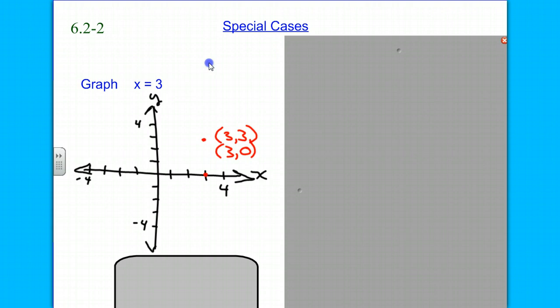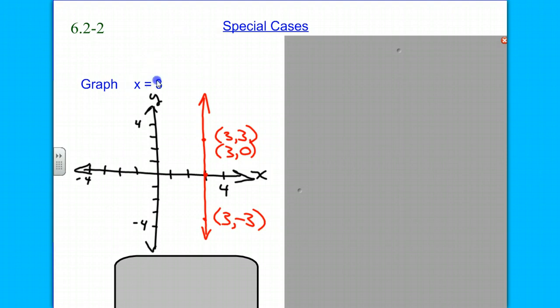Where's another place where x is 3? Brian? So 3 and -3. It's interesting that you're choosing all these 3s. Is x still 3 there? Yes. So now we actually have 3 points. Are they forming a line? Yeah. So we could draw a line through them. And there you go. This is a special case. The name of this line is x equals 3.